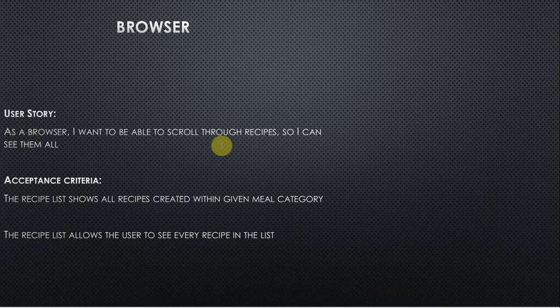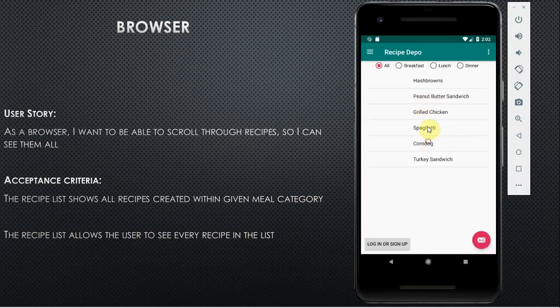As a browser, I want to be able to scroll through recipes so I can see them all. So the recipe list shows all recipes created within a given meal category, and the recipe list allows the user to see every recipe in the list. So the all shows all my recipes, and we scroll through. Breakfast shows all the breakfast recipes. Lunch shows all the lunch recipes, and dinner shows all the dinner recipes. And if they had more, they'd be scrollable as well.